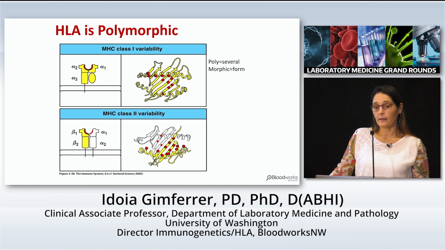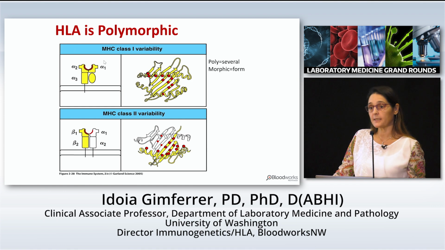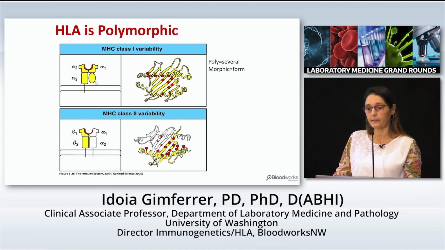HLA is the most polymorphic system that we have in our body. These proteins are very, very polymorphic. The polymorphisms are mainly located in the pocket where the peptide sits. For HLA Class I, the polymorphisms are in the alpha chain, domain 1 and domain 2. The beta-2 microglobulin is holding the alpha chain together.